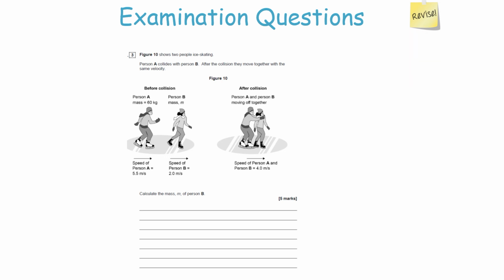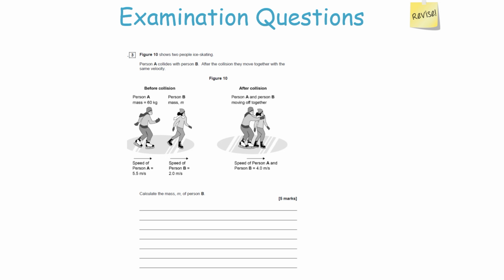Right, so how do you answer this question? Well, this is the idea. It's a collision, so therefore we're going to have to use the conservation of momentum. Now, momentum is equal to mass times velocity. So what we've got to do is work out the momentum before, and it must equal the momentum afterwards. So before, momentum is mass times velocity.